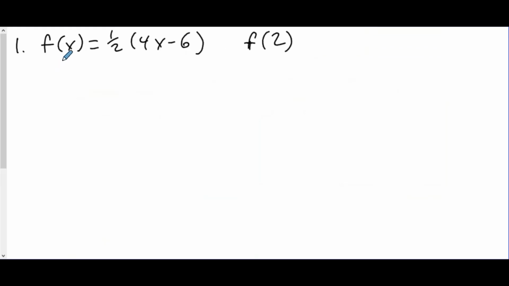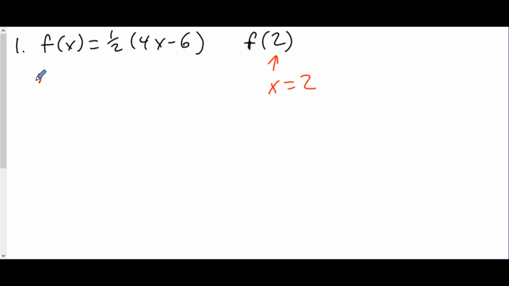Question 1 tells us f of x equals 1/2 times (4x minus 6), and they're asking us to find f of 2. So remember, the value in the parentheses is your input, or your x. So this is telling us that x equals 2, and we want to evaluate that. So we are going to replace our x with a 2 and find out what f of 2 is.